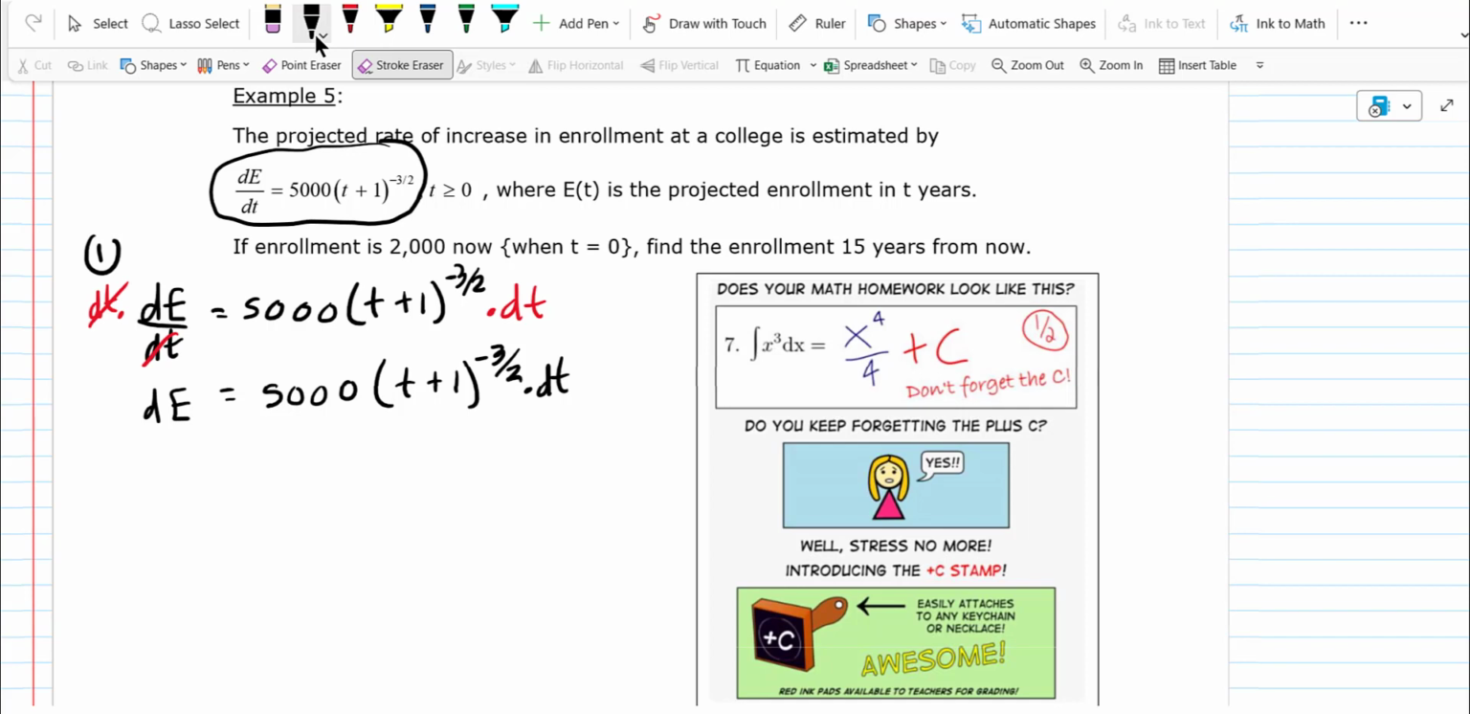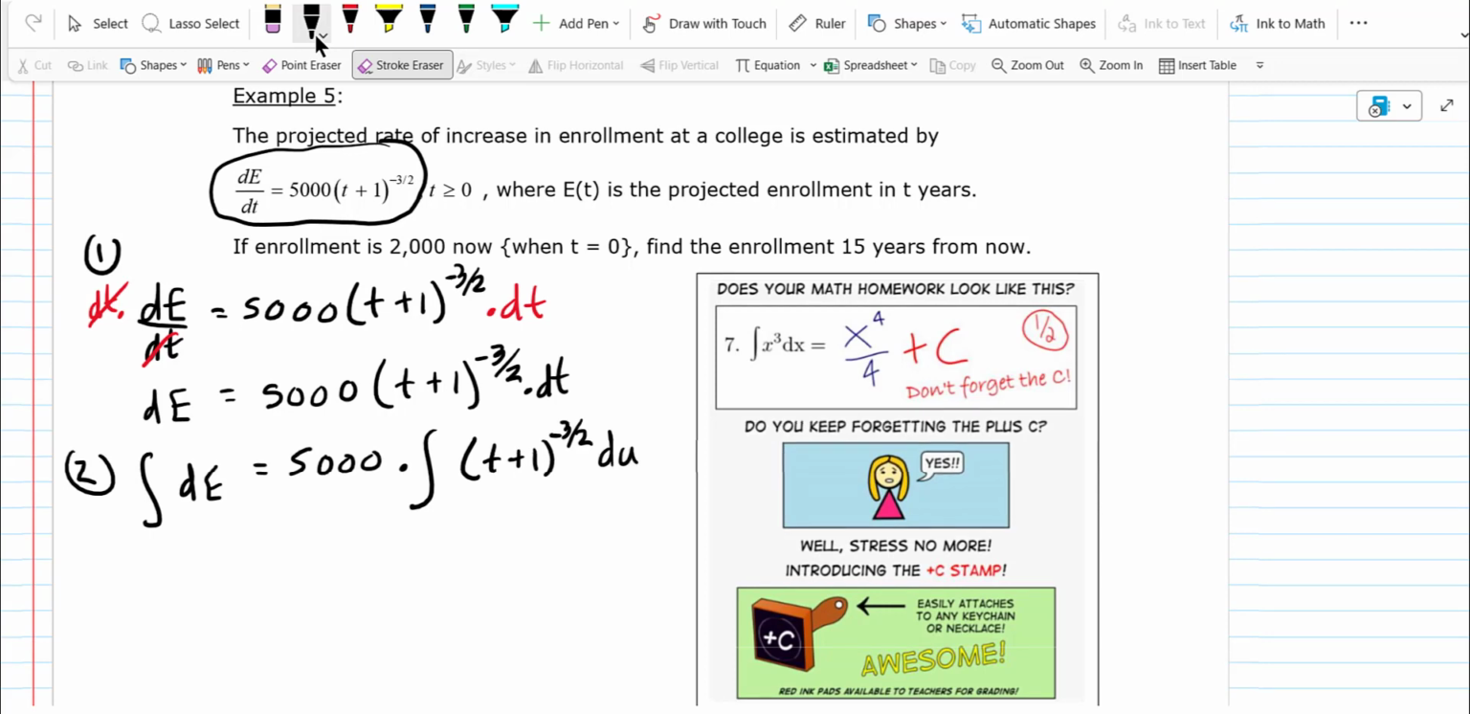You want your E's on one side and your t's, that's just dt's, on the other side. So when you get to step 2, you're now going to do the integral of both sides of this equation. If you want to, you can either leave the 5,000 in the integral or take it out. I'm just going to take it out. That's a personal choice. So I've got the integral of (t plus 1) to the negative 3 halves times dt, like that. Oops, not du, dt.